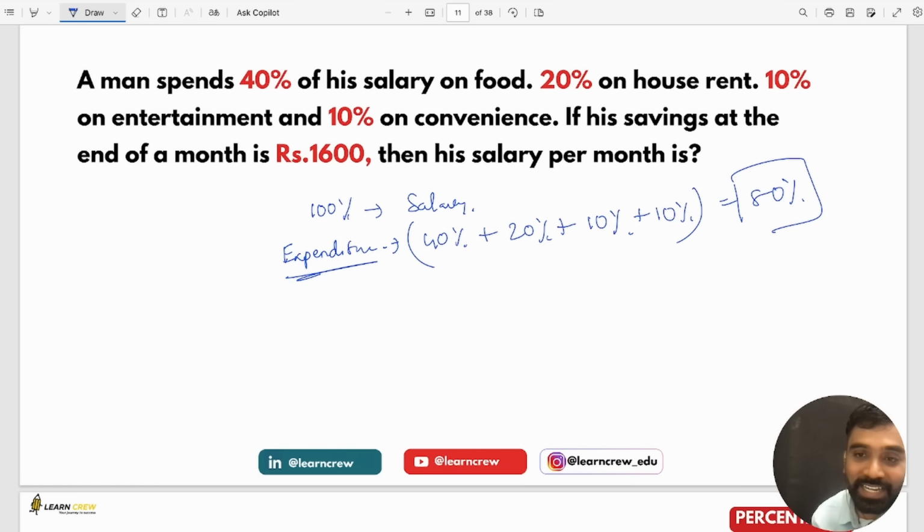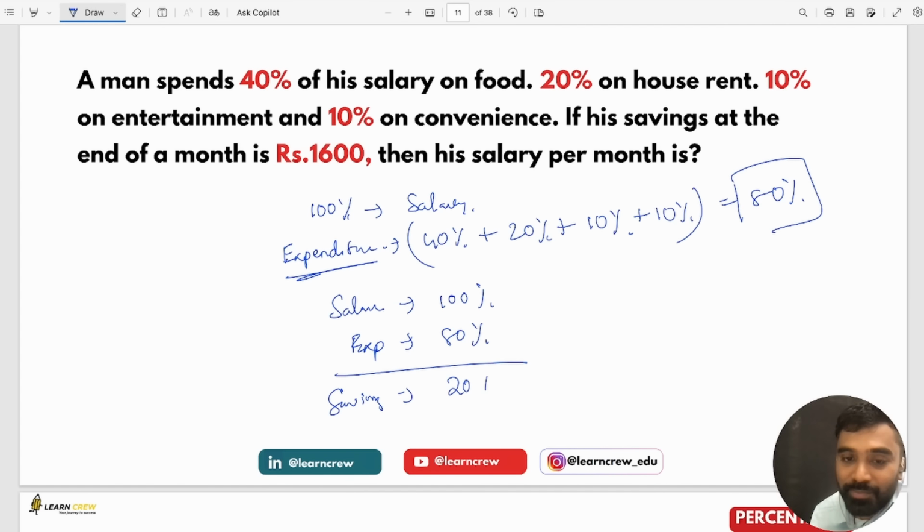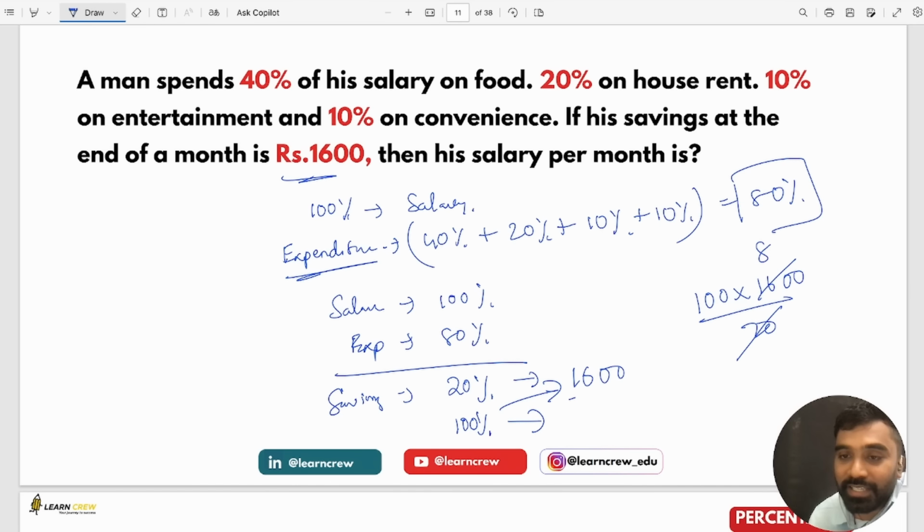In 100% salary, 80% expenditure. Obviously, what is savings? Salary minus expenditure, that is 20%. But what is the value of 20% given? 1600. 20% is 1600, so what is 100%? That is what you want to find. So 100 into 1600 divided by 20. 20 will go how many times? 80 times. 80 into 100 becomes 8000.